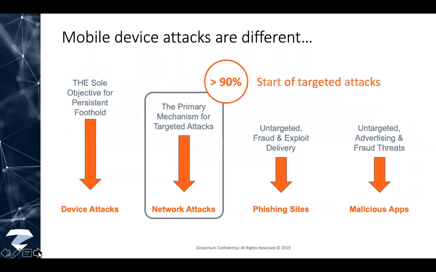All of our data across all industries shows that 90% of targeted attacks begin with a network attack. 90% of the time when somebody is targeting XYZ Bank, they're going to start by owning the network. And that's going to be real important when we talk about how we solve this. So file that in mind, and then we'll come back to it.